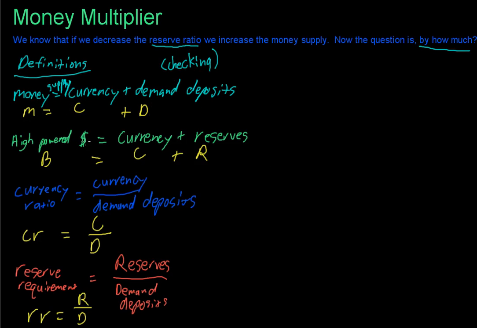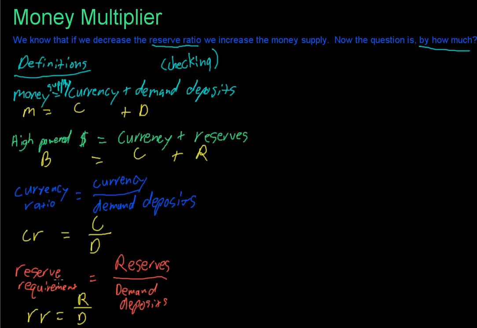Now, high-powered money is also sometimes called the monetary base. And it's just currency plus the reserves that banks are holding. So you can think of this as actual physical dollars. So I'm going to use B for base as the abbreviation of high-powered money. And then C is currency again, and reserves are going to be R.